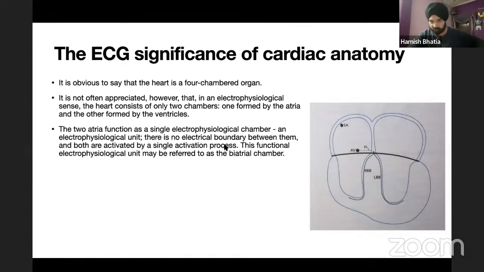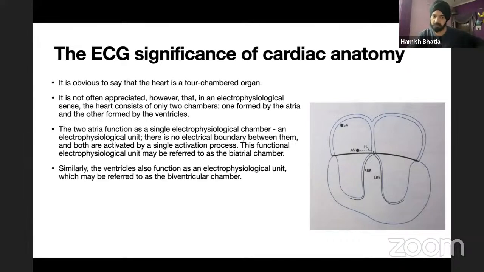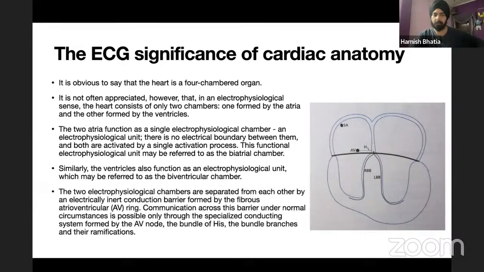There is no electrical boundary between them and both are activated by a single activation process. The functional electrophysiological unit may be referred to as the biatrial chamber. Similarly, the ventricles also function as an electrophysiological unit, which may be referred to as the biventricular chamber. The two chambers, the biatrial chamber and the biventricular chamber, are separated from each other by an electrically inert conduction barrier formed by the fibrous AV ring.